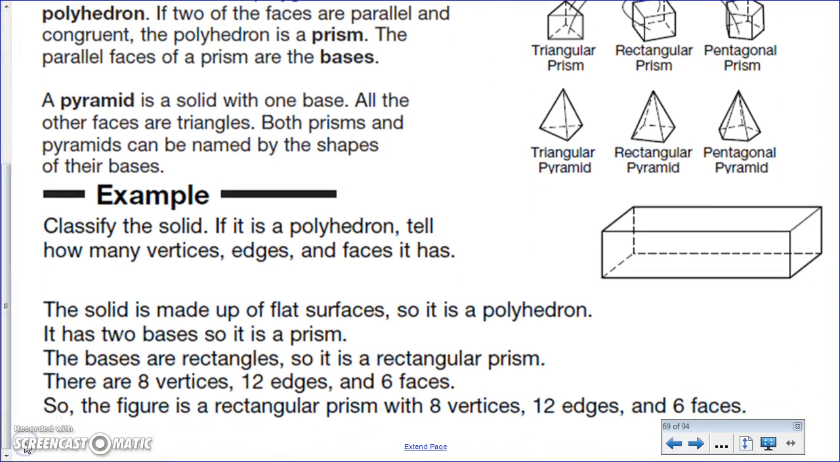In our example here, it asks us to classify the solid. If it is a polyhedron, tell how many vertices, edges, and faces it has. The solid is made up of flat surfaces, so it is a polyhedron. It has two bases, so it is a prism. In this case, the bases are on the left and the right ends. It's sitting on one of its sides. The bases are rectangles, so it's a rectangular prism. There are 8 vertices, 12 edges, and 6 faces. So the figure is a rectangular prism with 8 vertices, so it has 8 points where the edges come together, 12 edges, which are the lines where the faces come together, and 6 faces or sides.